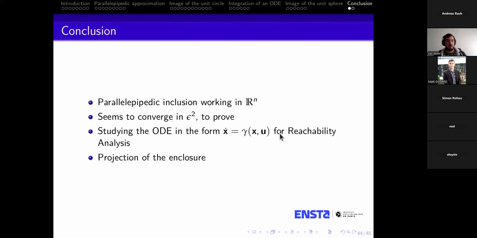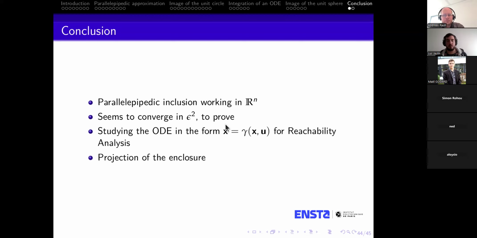And so, as I said, the parallelepipedic inclusion is working in several dimensions. We showed examples in both 2 and 3 dimensions. It seems to converge in epsilon square. We saw it twice, and it's still yet to prove.